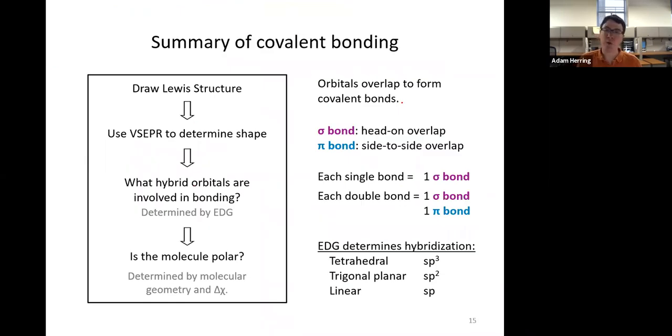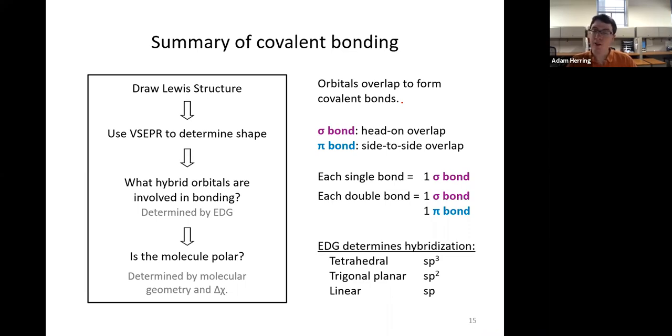So let's now summarize what we've seen about covalent bonding. If you want to determine what bonds are involved, what hybrid orbitals are involved to make the bonds, you need to first draw the Lewis structure, use valence shell electron pair repulsion theory to determine the shape, then determine what hybrid orbitals are involved in bonding. You can do that by determining the electron domain geometry and the steric number. You can then use that information to determine if the molecule is polar or not by using the molecular geometry and the differences in electronegativities.